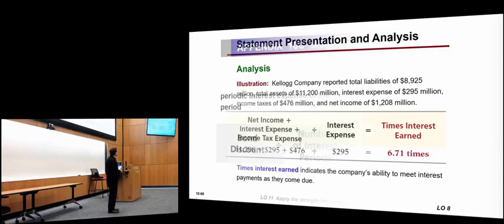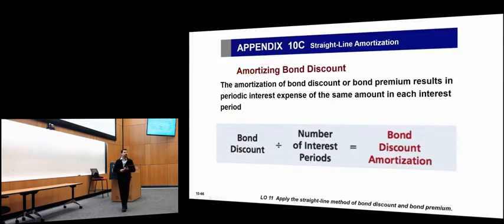We get to the amortization of bond discounts. Remember, we were talking last time about unamortized premium and unamortized discount. This is where we will learn how to do that using the straight line method. Here we are using the straight line amortization method.